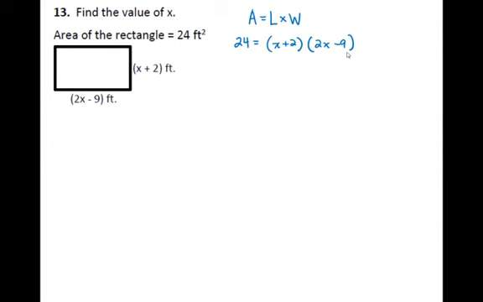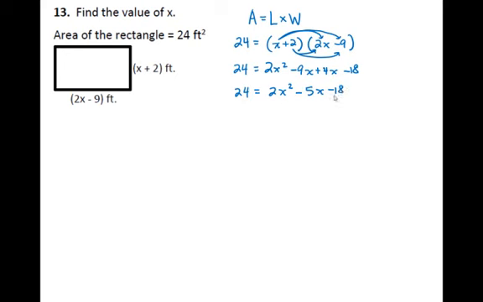So I'm going to use distribution. I'm going to multiply x plus 2 times 2x minus 9. That's 2x squared minus 9x plus 4x minus 18. Combine like terms. So 2x squared minus 5x, take away 18.